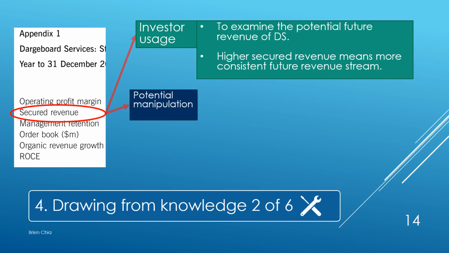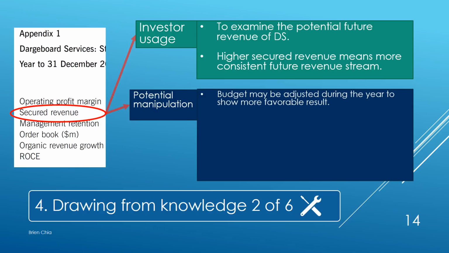So where is the potential manipulation? We are going to take a close look at the budget. Secured revenue is calculated by taking a budgeted total revenue versus the actual secured revenue. That means revenue from contract. Now in this case, the budget may be adjusted during the year. If you have read the notes properly, they said that the budget was only signed off by the end of Q1. That's 3 months into the year. So probably they have looked at the budget and said, oh no, we have set the budget too high, and then the secured revenue margin is not going to be so nice. We're going to reduce our budget so that it looks better.